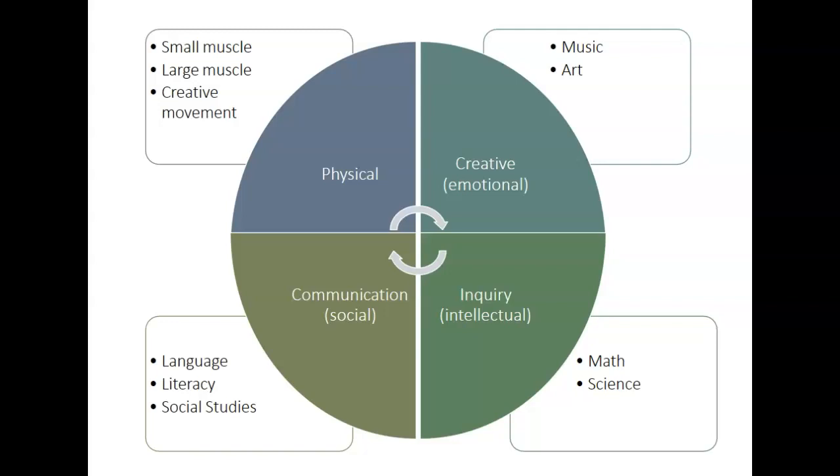Social development is how someone relates to others, right? How do I get along with others? How do I understand others? How do I play? How do I share? How do I engage and interact? How do I start play? How do I be invited to play? How do I stay engaged in play? That's social development. And you can support social development through language, literacy, and social studies. And then intellectual development is also language and literacy and social studies, but you can support intellectual development and critical thinking through math and science.